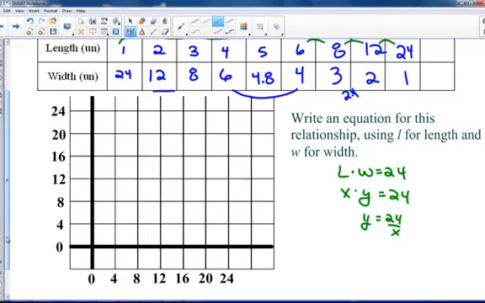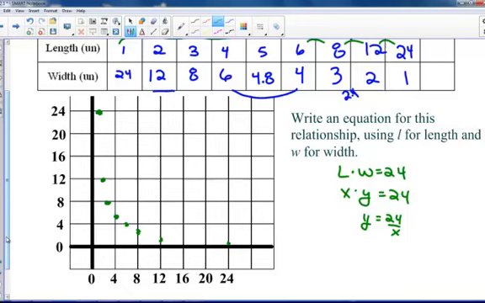This is something called a hyperbola. Let's go ahead and graph it. Over 1 up 24. Over 2 up 12. Over 3 up 8. Over 4 up 6. 6 gives us 4. 8 gives us 3. 12 gives us 2. 24 gives us 1.